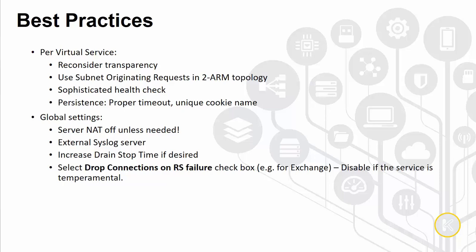In regards to global settings on the LoadMaster, turn server NAT off unless this is needed. Set up an external syslog server and configure the LoadMaster to send syslogs to it. This will help during troubleshooting as well. Increase the drain stop time to ensure users have sufficient time to finish tasks. And select drop connections on real server failure checkbox. This is useful for workloads such as Exchange.